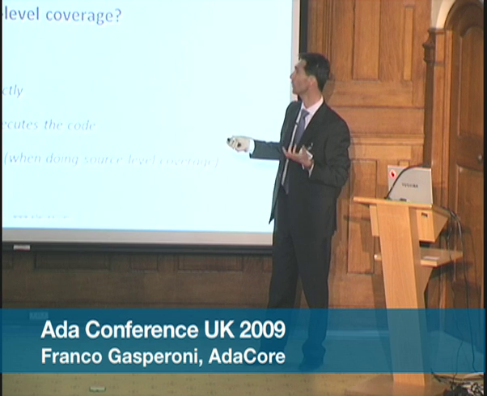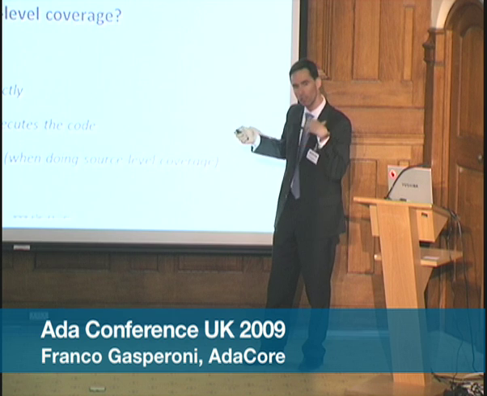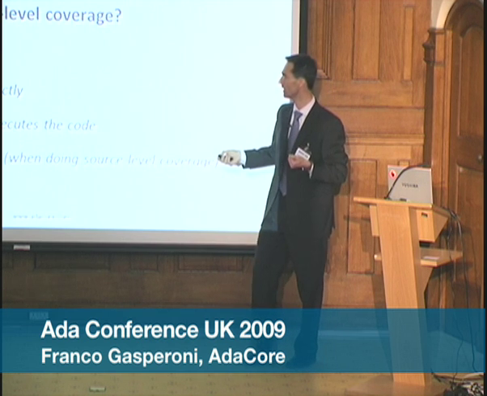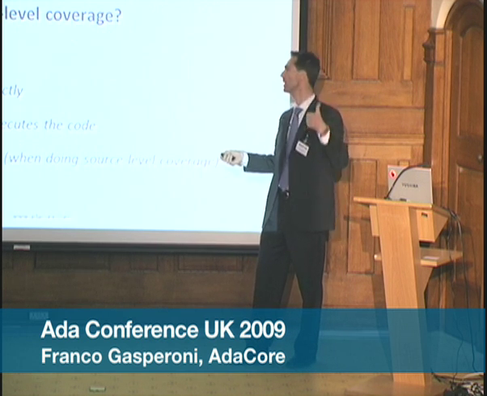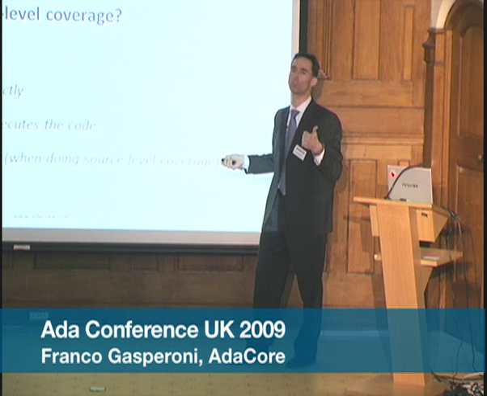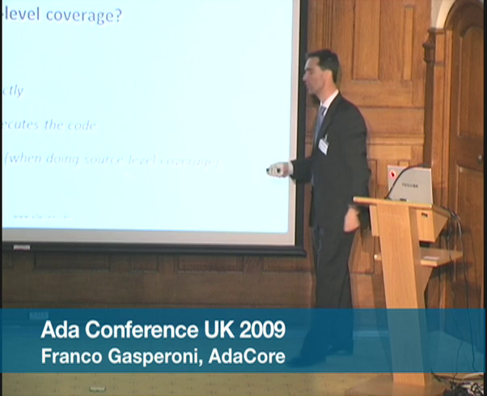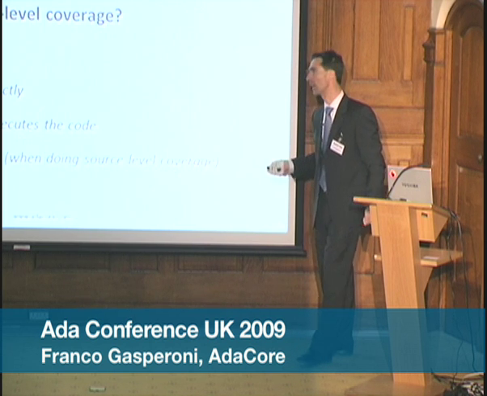The other question is, how can we achieve source level coverage in an object world? And so the ideas were the following. One, don't instrument the code. Instrument the thing that executes the code. And the second thing is, ask the compiler for more info when you're doing source level coverage for level A.